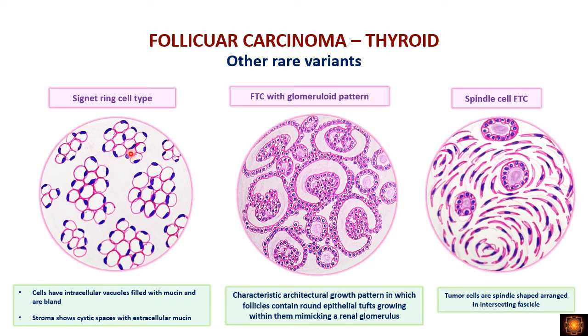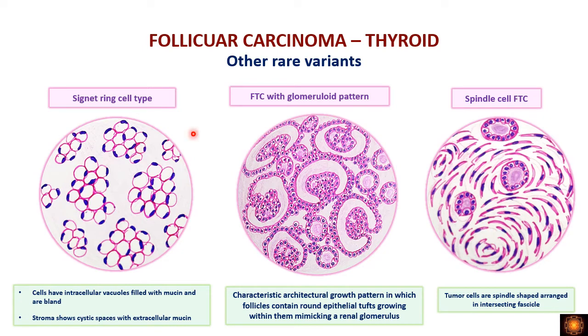Now, other rare variants, we have a signet ring cell type where you have an eccentrically pushed nucleus and a big cytoplasmic vacuole, and we have clusters of cells present, and the stroma in between will be showing extracellular mucin. Because the tumor cells have a signet ring cell morphology, we call it a signet ring cell type.